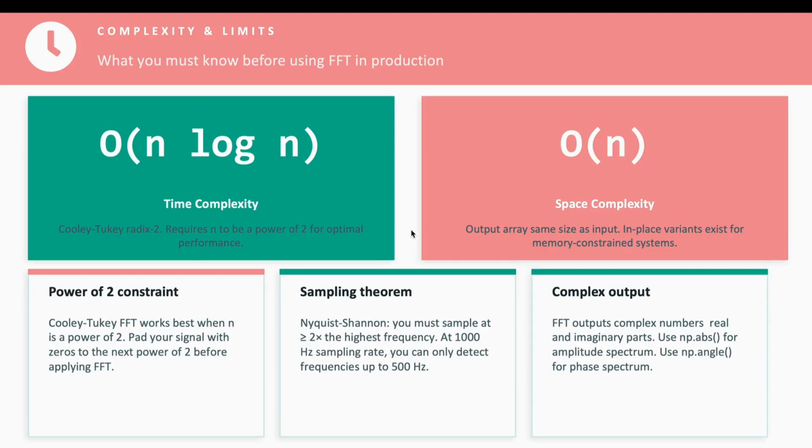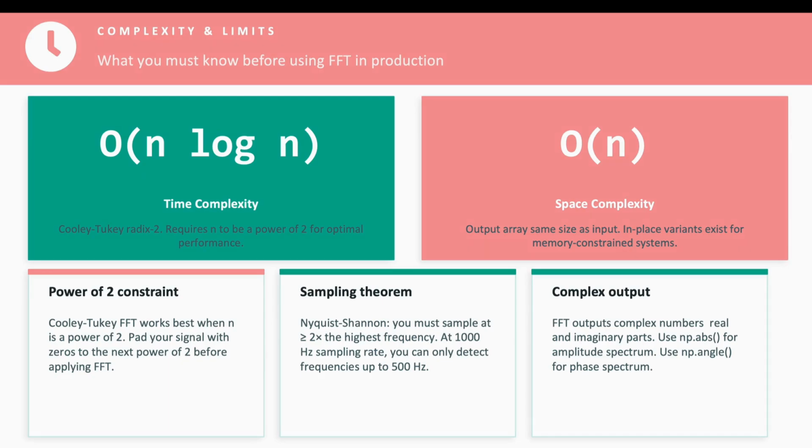Two numbers again: time complexity O of n log n, Cooley-Tukey radix-2, where n must be a power of 2 for this exact complexity. Pad with 0s to the next power of 2 if your signal length is not. For the space, O of n: the output array is the same size as the input. An in-place variant exists for embedded systems.